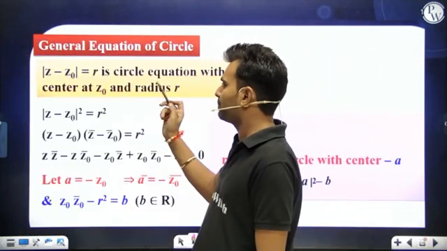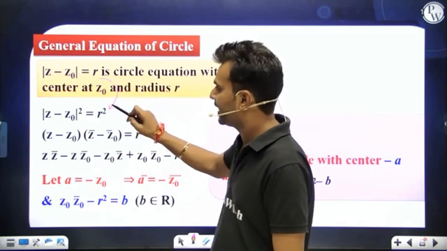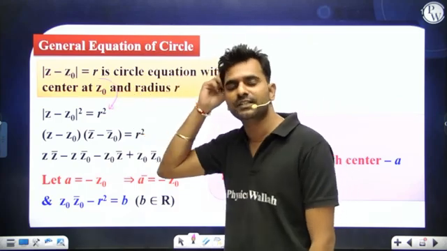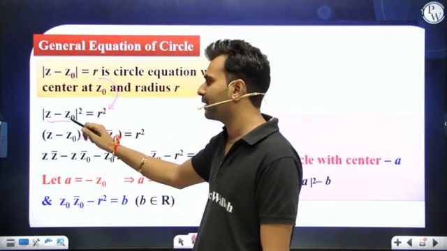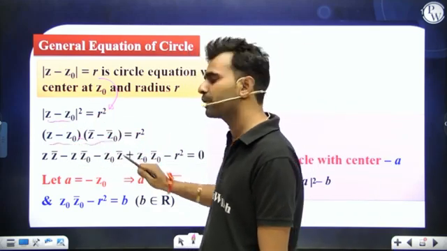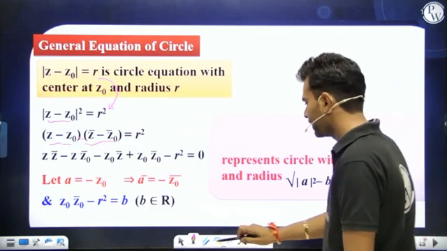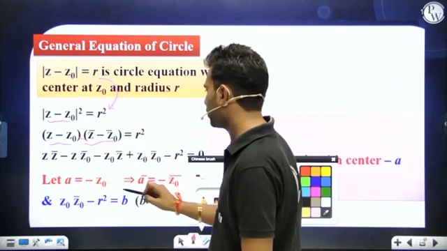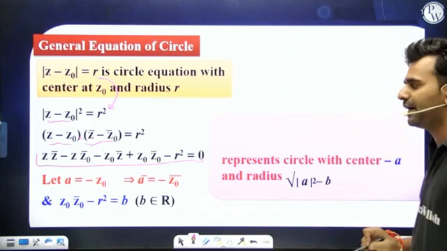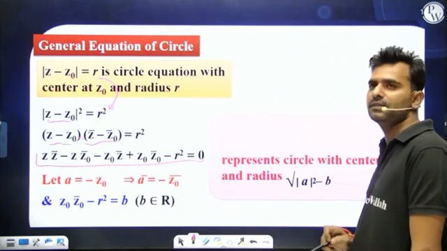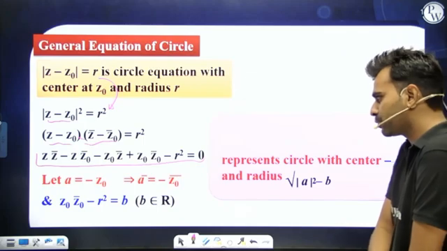If you want to simplify this equation, you can square both sides. Now I hope you know that mod z square is nothing but z into z bar. So the square of the modulus of anything can be written as z minus z0 into its conjugate. And then if you simplify, the equation of your circle is z into z bar minus z into z0 bar minus z0 into z bar plus z0 z0 bar minus r square is equal to 0.